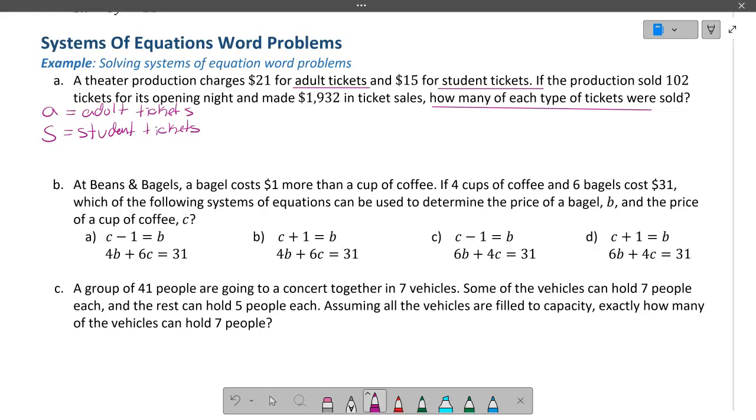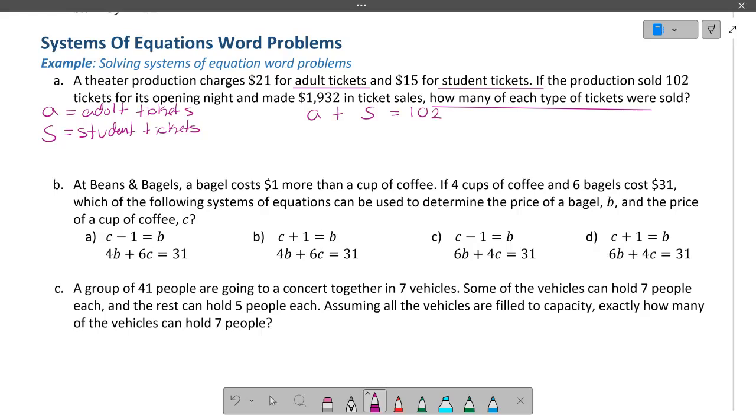And I want to clarify too. It's the number of tickets, right? Because they give us the price, so our variable represents the amount of the tickets, how many were sold. Okay, so what's one of the relationships given between the adult tickets and the student tickets together? Okay, the numbers combined, the number of adult plus the number of students equals 102. Okay, so there's one of our relationships.